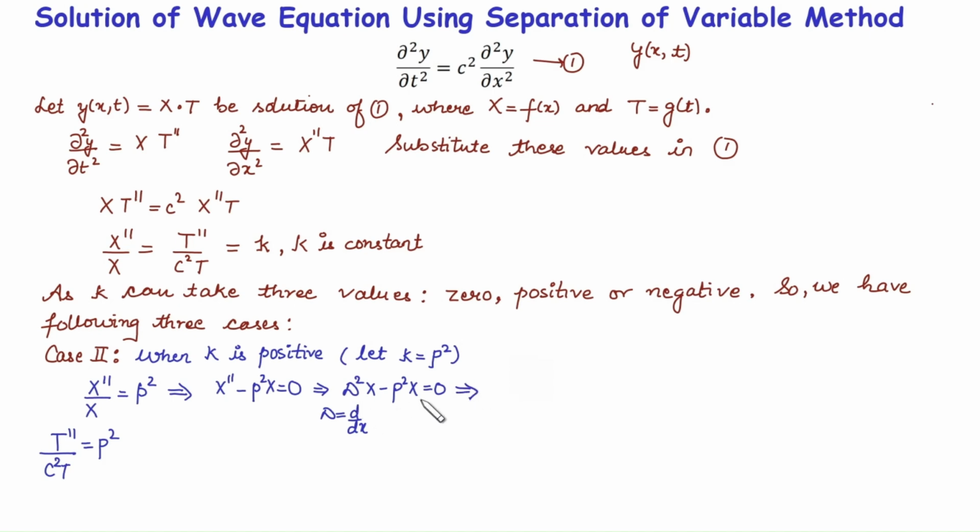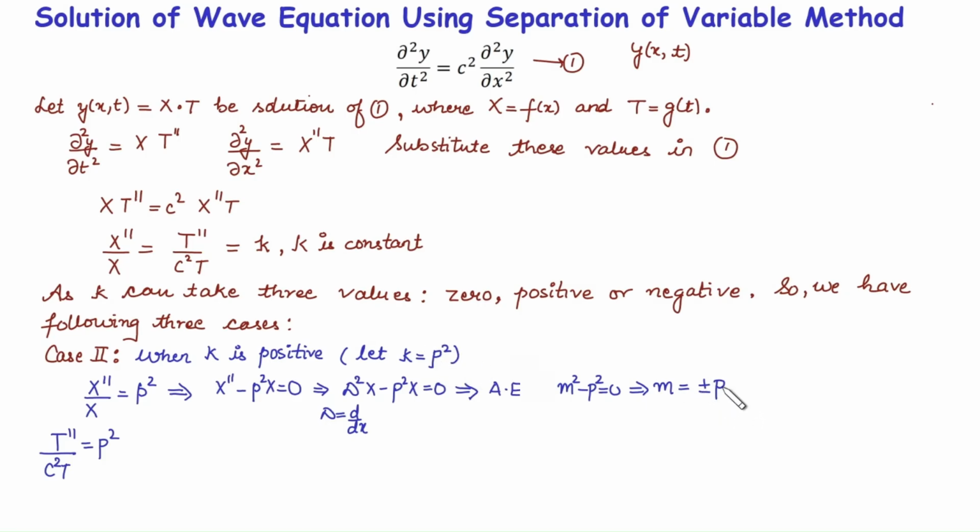This implies the auxiliary equation in this case is m square minus p square is equal to 0. D is replaced by m and X is replaced by 1. What are the auxiliary roots we have? That is plus minus p. And here we have taken p as a real number, as a constant.